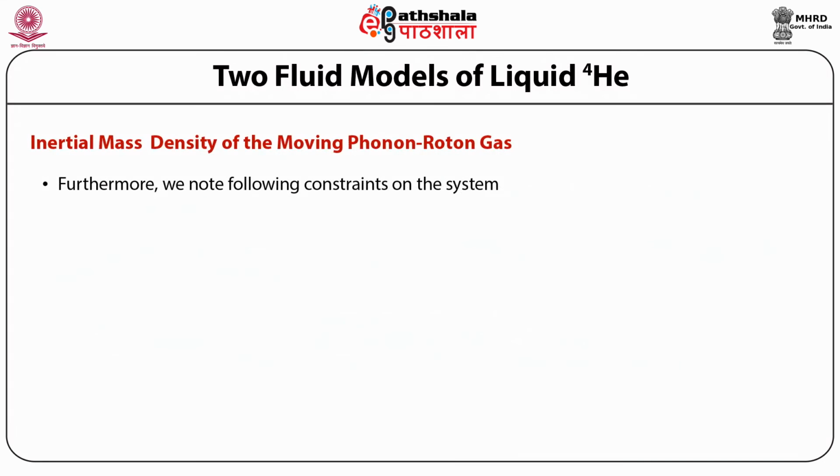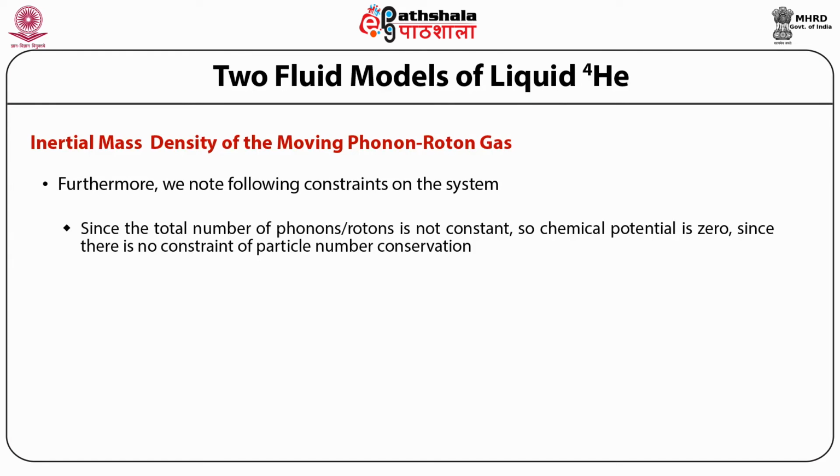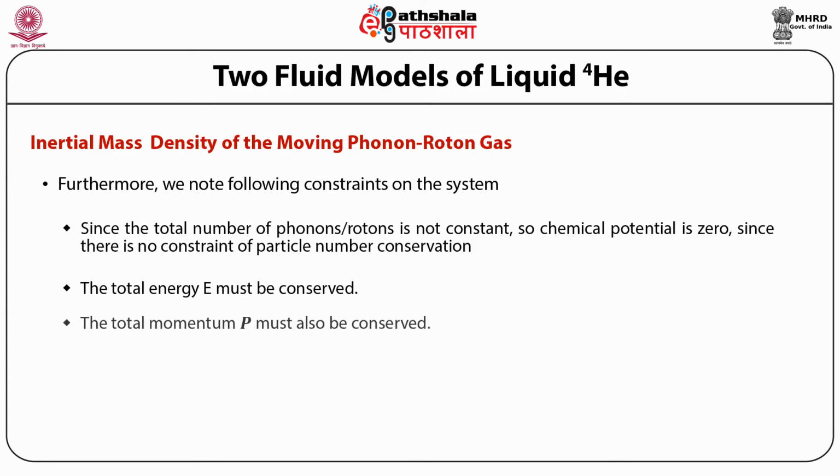Furthermore, we note the following constraints on the system. Since the total number of phonons or rotons is not constant, the chemical potential is 0, since there is no constraint of particle number conservation. Secondly, the total energy E must be conserved. Thirdly, the total momentum P must also be conserved.